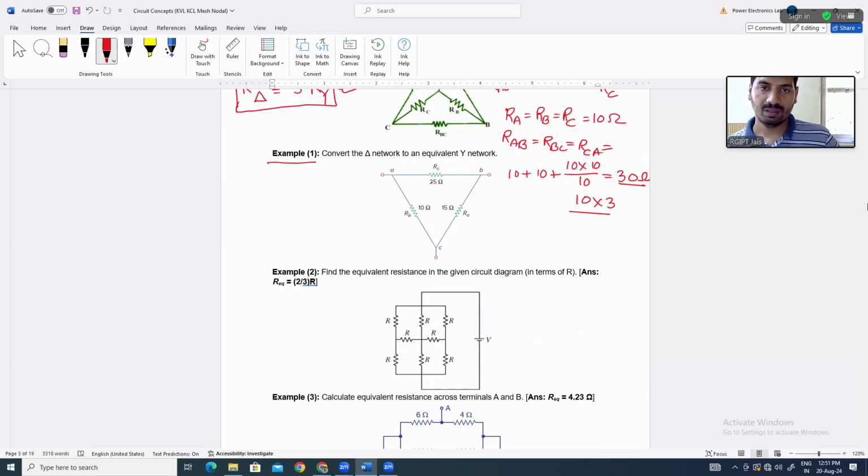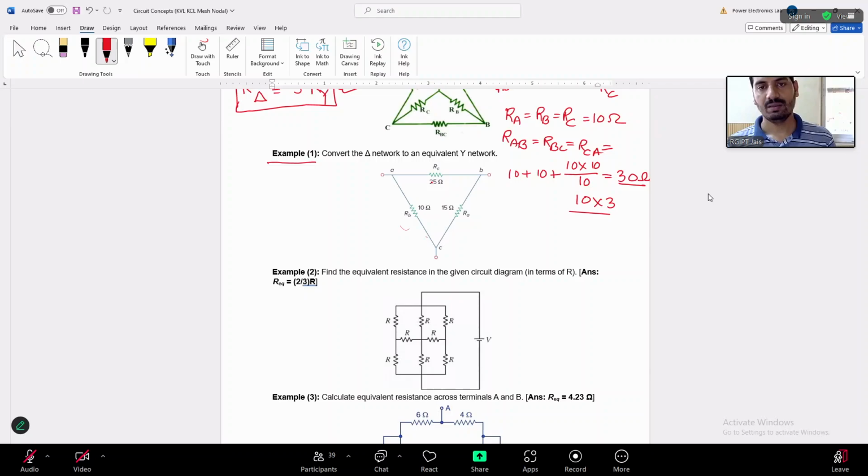यहाँ पे notation अलग हो गया, आप देख सकते हैं terminals A, B and C हैं. Between B and C the value is RA, between A and B value is RC given here, between A and C RB दिया हुआ है. Okay, so RA is equal to 15 ohm, RB is equal to 10 ohm, RC is equal to 25 ohm. So what will be the values of star connected network?